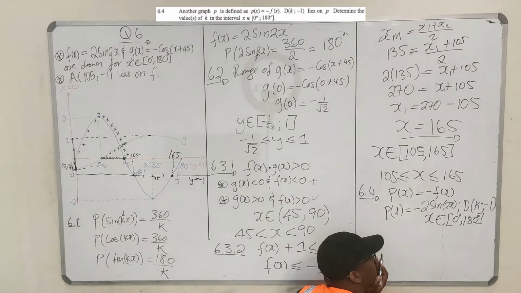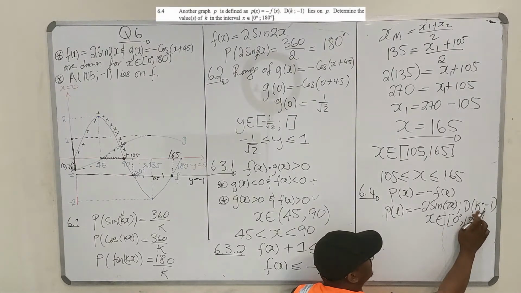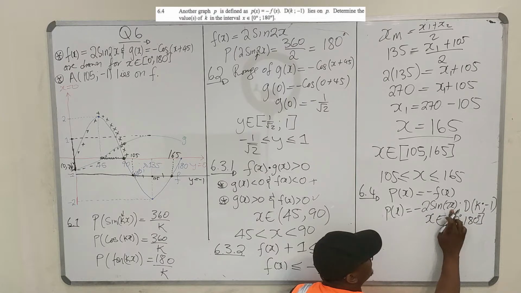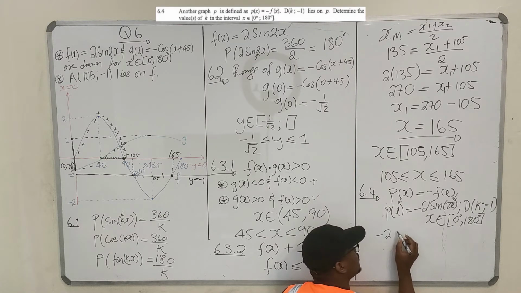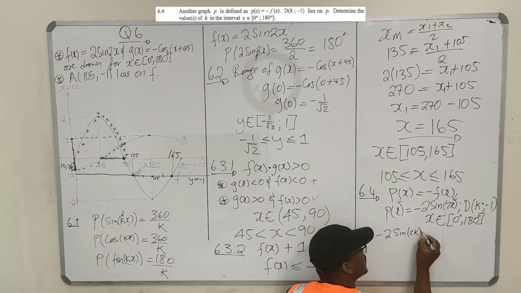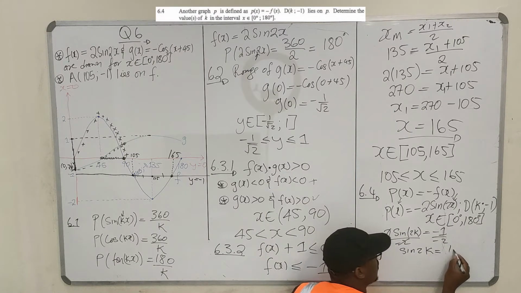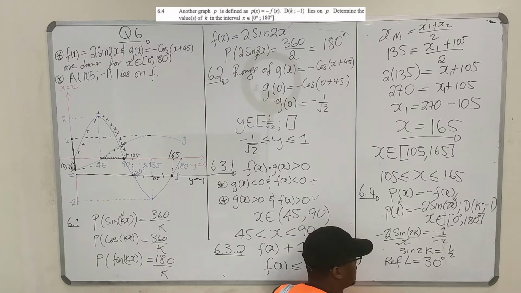We say, okay, we have the coordinates of D to be k and minus 1, right? So which means if we substitute k here in the x here, our answer will be minus 1. So which means we have minus 2 sine 2k is equal to minus 1. Then divide by minus 2, divide by minus 2. So sine 2k is equal to 1 over 2. So your reference angle is equal to 30 degrees, right?